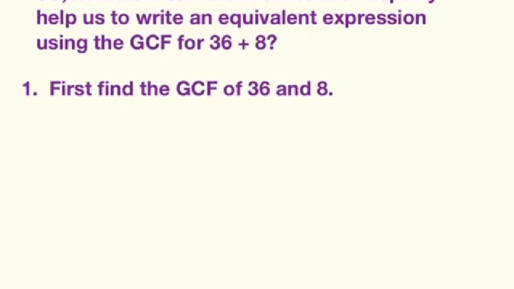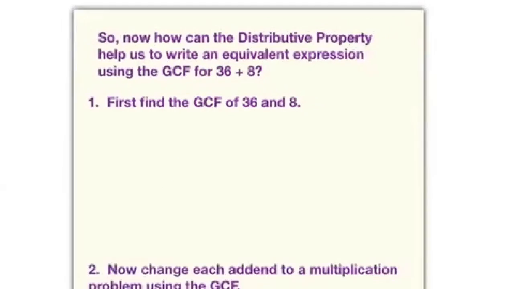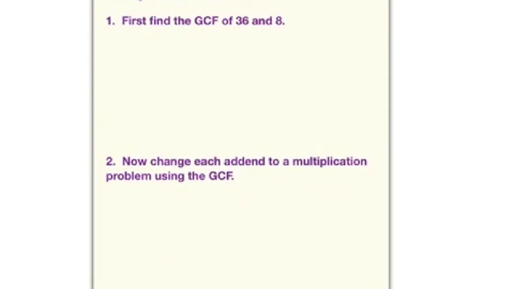So, now that you have done a lot of review and you learned something new with the distributive property, let's take what we've learned and apply it. How can we use the distributive property to write an equivalent expression using the GCF for 36 plus 8? The first thing you're going to want to do is find the GCF of 36 and 8. I would like you to pause right now and find the GCF of 36 and 8. When you have found the GCF, please press play again and see if you are correct.